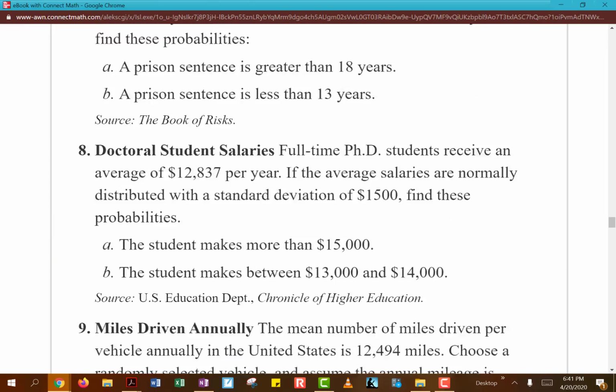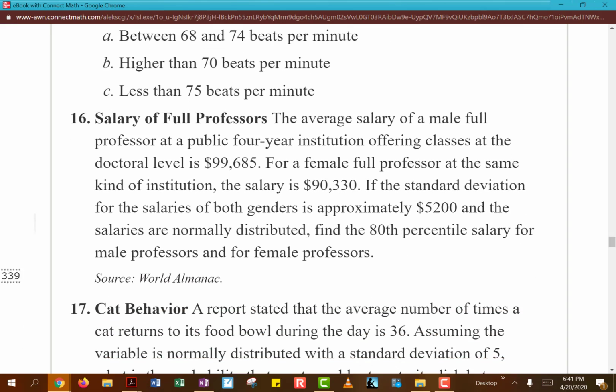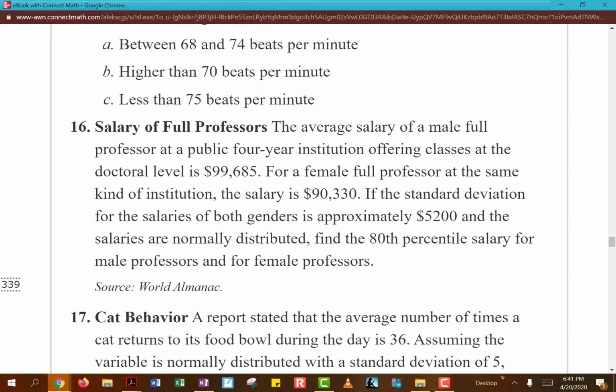Okay, so our next example is going to be example 16 over here, and here we're talking about the average salary of a male full professor at a public four-year institution offering classes at the doctoral level is $99,685. For a female full professor at the same kind of institution, the salary is $90,333. If the standard deviation for the salaries of both genders is approximately $5,200 and the salaries are normally distributed, then they want us to find the 80th percentile salary for both male and female professors.